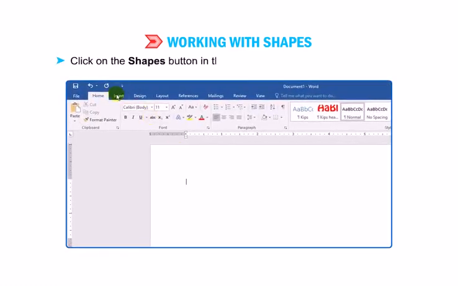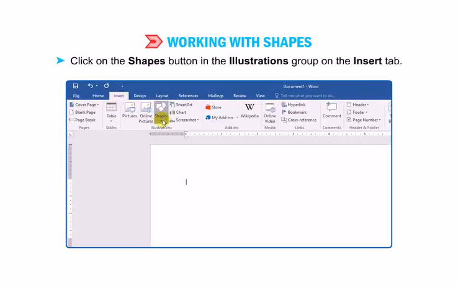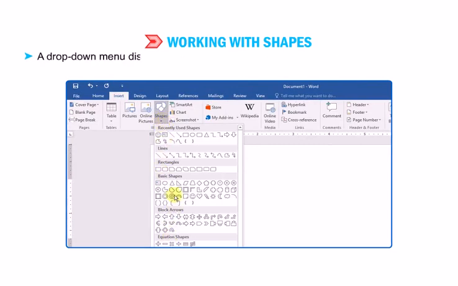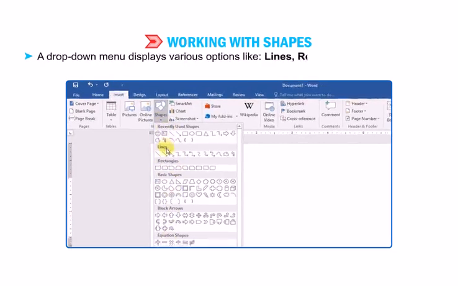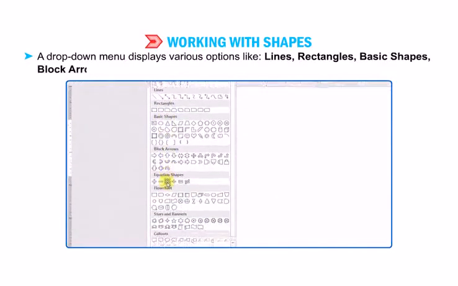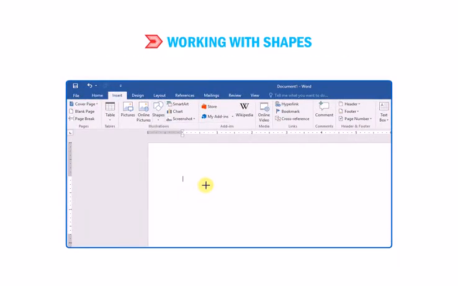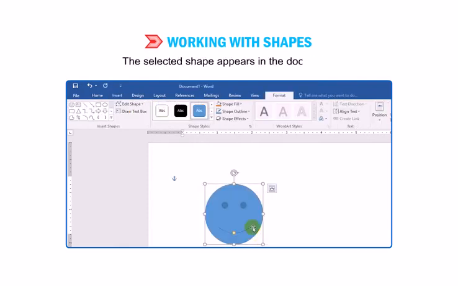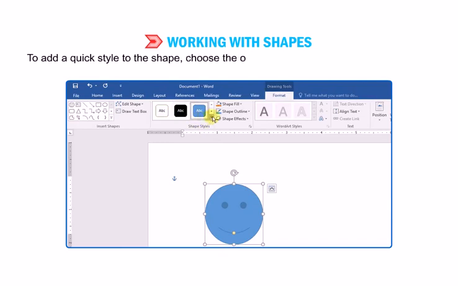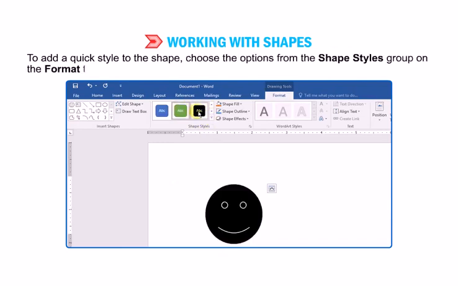Click on the Shapes button in the Illustrations group on the Insert tab. A drop-down menu displays various options like lines, rectangles, basic shapes, block arrows, flowchart, etc. Refer figure. Point to the basic shapes and select the smiley face. Drag the pointer on the working area. The selected shape appears in the document. The Format tab appears to add a quick style to the shape. Choose the options from the Shape Styles group on the Format tab.